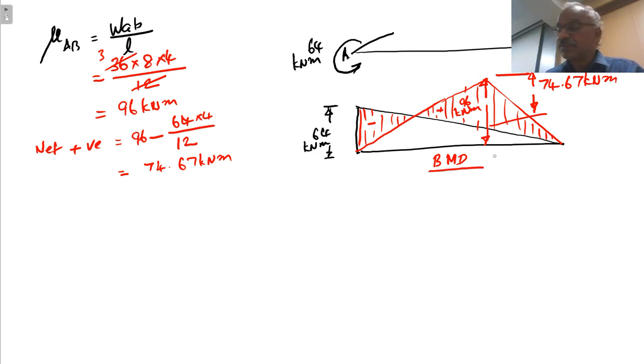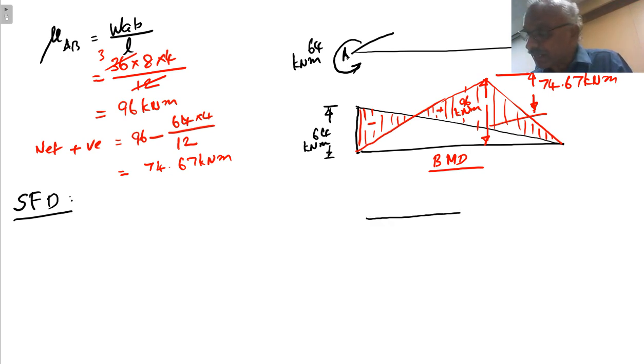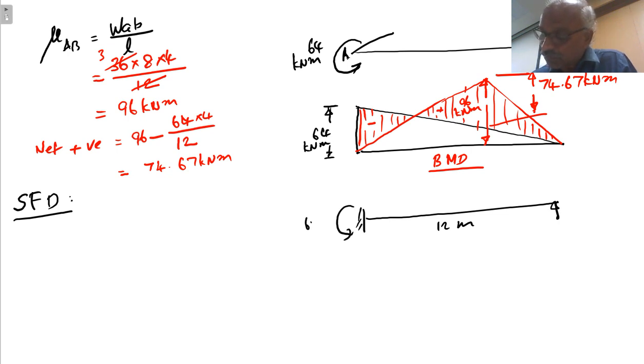Suppose the shear force diagram is required. Again, this is the loading, this is the beam of 12 meters, propped. The moment here is 64. The load here is 36 kilonewton, at 4 meters, and this is 8 meters.